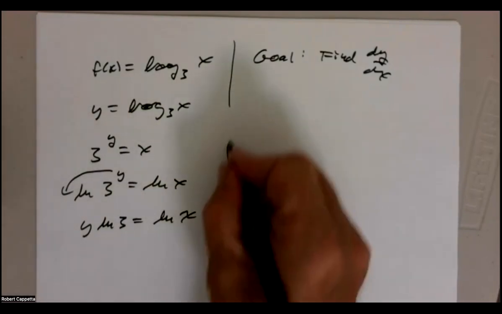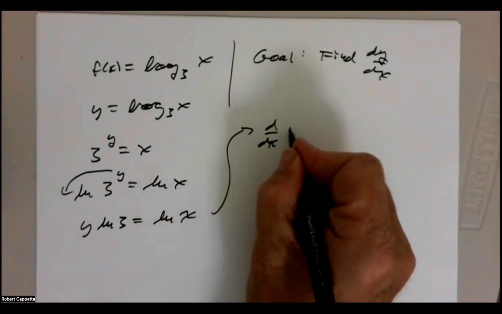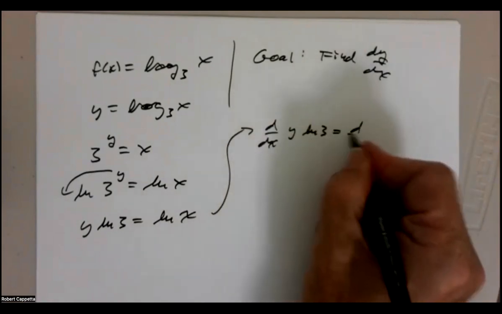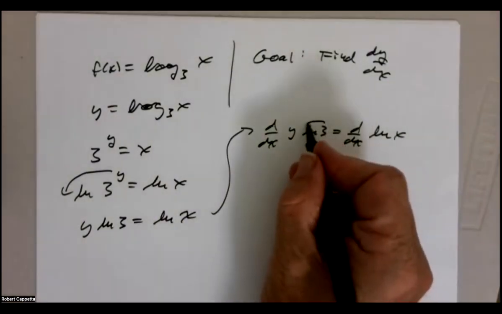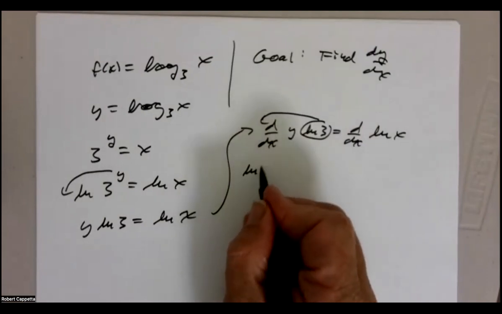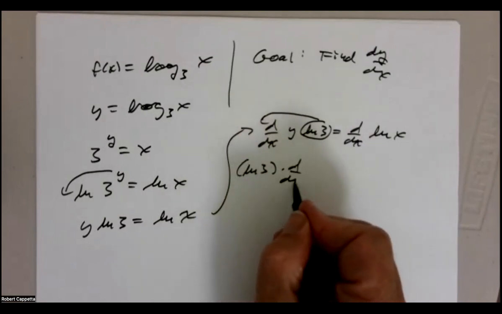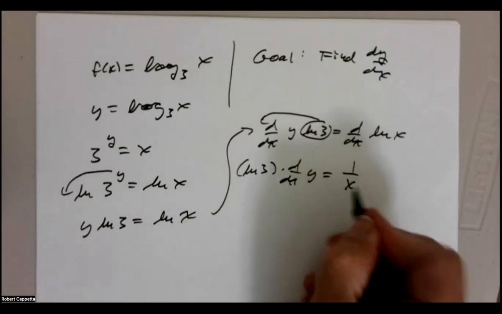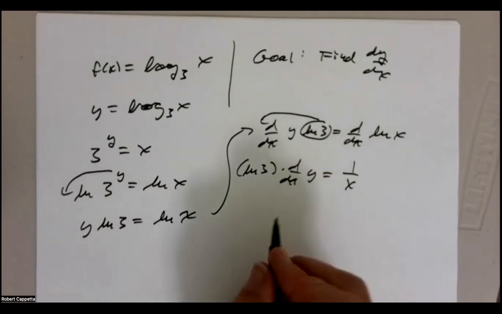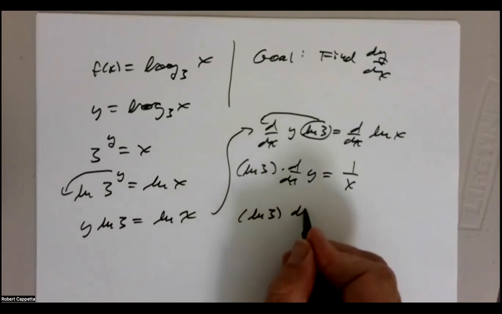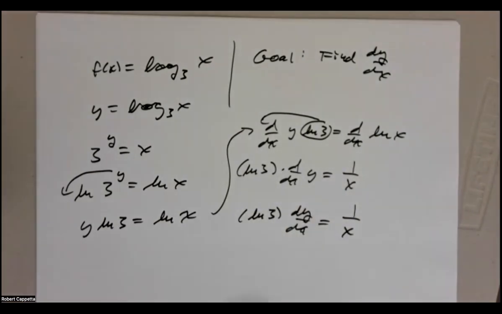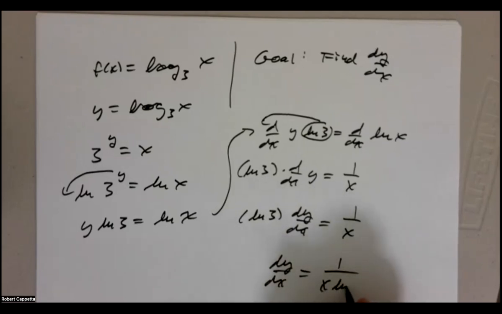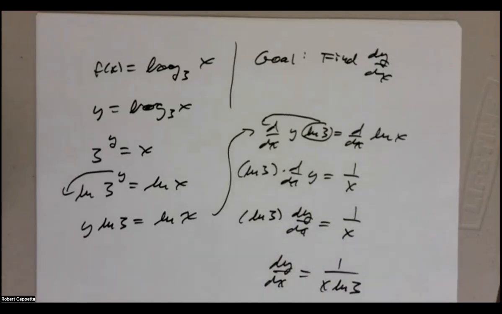At this point, I can take the derivative with respect to x of both sides. The derivative of y times log 3 is the derivative of log x, but log 3 is a constant. It comes out in front. So I get log 3 times the derivative with respect to x of y. The derivative of log x is 1 over x. The derivative with respect to x of y is dy dx. Log 3 dy dx equals 1 over x. Divide both sides by log 3. What does that give me? dy dx is 1 over x times log 3. Good.